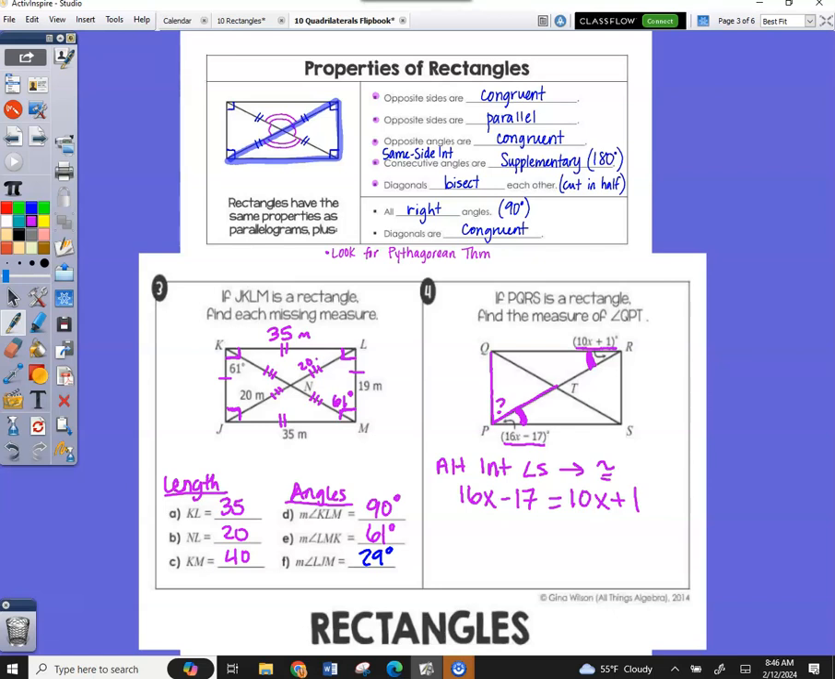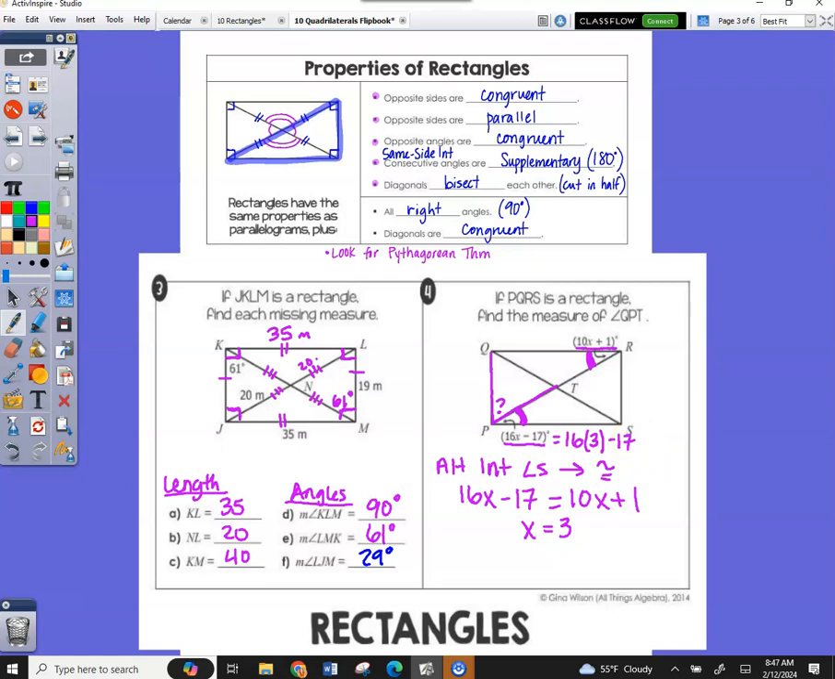What'd y'all get for x? Now, what do I do now? Because the question didn't say find x, it said find the measure of an angle. Plug 3 in. All right, what am I going to plug it into? Okay, so you're going to plug it in here, so that's 16 times 3 minus 17. Now that's going to give me that little angle. What do I do with that? Is that my answer?